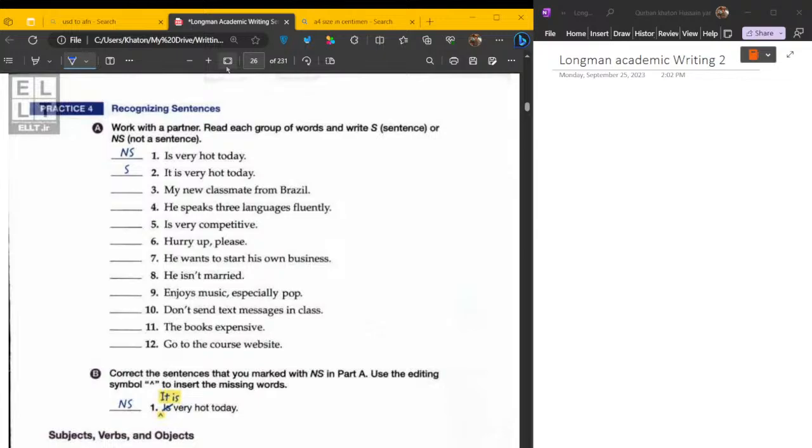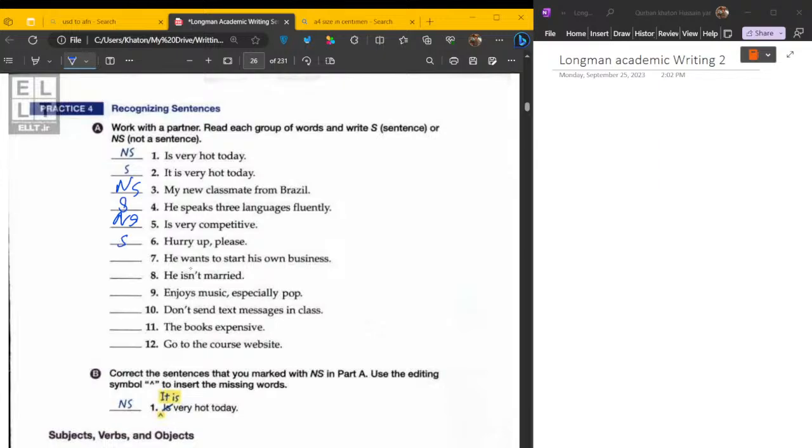Okay, work with a partner, read each group of words and write: is a sentence or is not a sentence. It's very hot today. What is very hot today? It is not known, so it is not a sentence. It is very hot today. My nephew, classmate from Brazil, this is not a sentence. He speaks 3 languages fluently. This is a sentence. Hurry up, please. So this is a sentence.